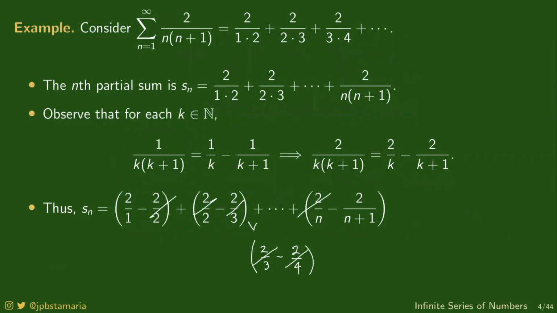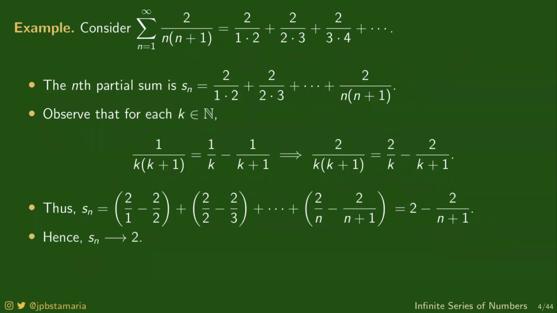In the end, we are left with something like 2 minus 2 over n plus 1. What is left are the two at the ends: this is the 2, and this is the minus 2 over n plus 1. By expressing this sum in this manner, you can observe the limit easily. As you let n approach infinity, you know very well that this is approaching 0. So therefore, S of n converges to 2.